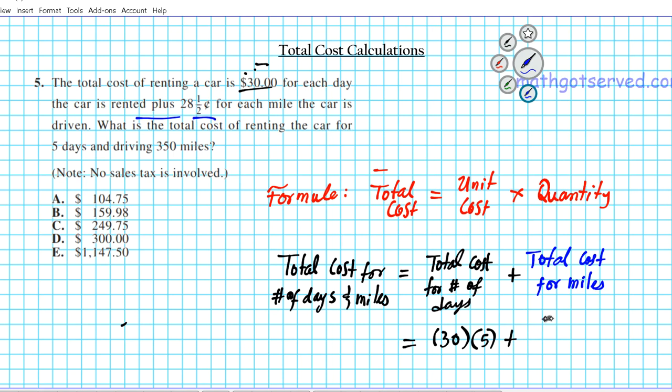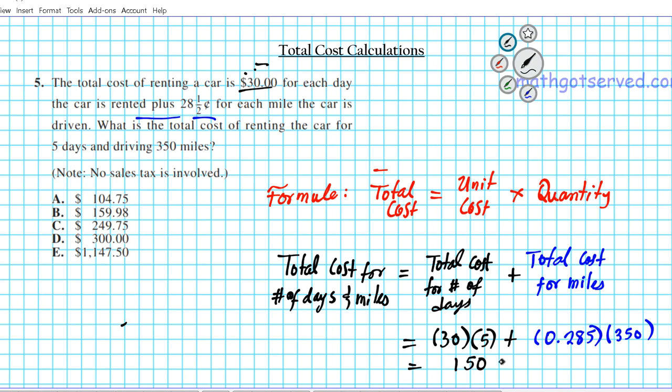So 28.5 cents is the unit cost for each mile. We're going to write that in decimal form, okay? So 28.5 cents is 0.28, and then half is 0.5. So it's going to be 0.285. All right, that's the unit cost per mile. How many miles were driven? 350 miles. All right. So remember, the calculator can be used for the ACT, so you can use a calculator to calculate what the answer is. Let's do this part by hand. 30 times 5 is 150.